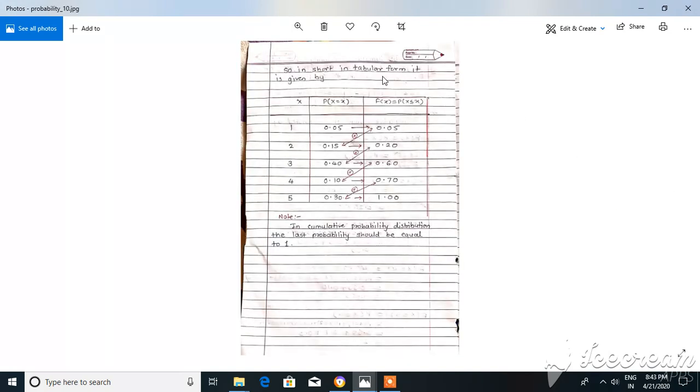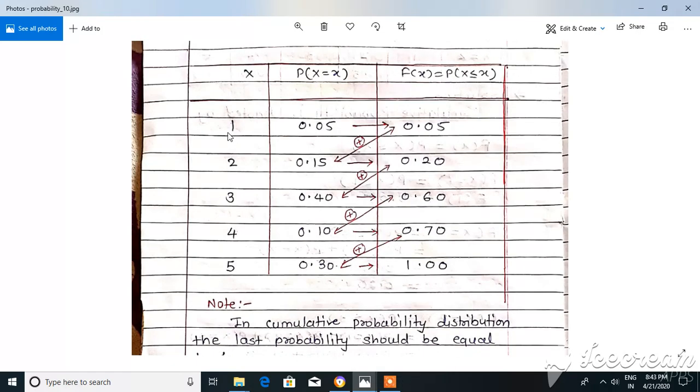This is written in tabular form, something like this. So when X equal to 1, you have to write the same probability. When probability of X less than or equal to 2, you have to consider the addition of these 2. So here I wrote it as 0.05 plus 0.15 gives me 0.20. Here this addition I wrote here, again 0.6 plus 0.1 is 0.7 and 0.7 plus 0.3 gives me 1. Yes, I wrote here, note that for cumulative probability distribution, the last probability should be 1.